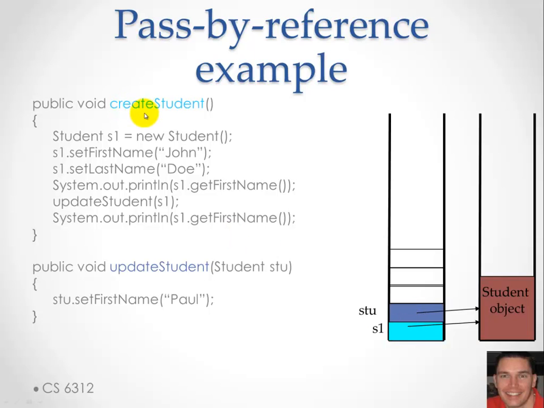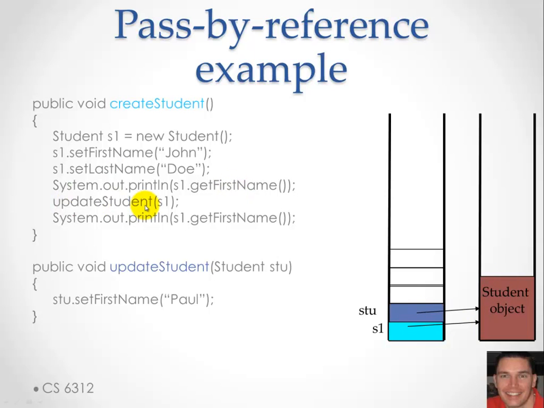So for the sake of this illustration, we have called createStudent. At that particular point, it puts S1 on the stack. We say S1 equals new Student. It has now created a new student object out on the heap, and S1 points to that particular student object. So when I say S1 set first and last name, it puts John Doe out here. So when I say System.out.println S1.getFirstName, it goes out here and asks, what's your name? Well, your name is John, so it prints out John.